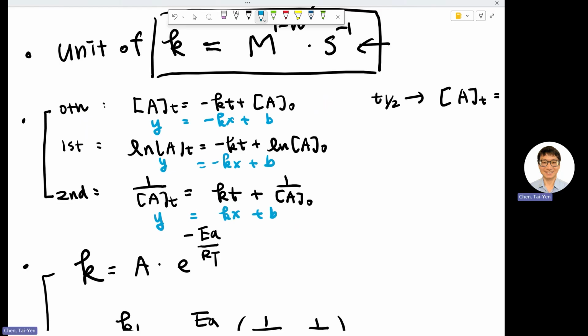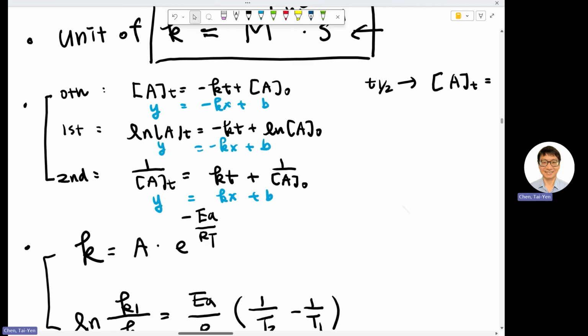All three equations are linear relations. Okay, but just in different order, your y is different. But your slope is always k or negative k. Your intercept is always A0, natural log A0, or 1 over A0. But they are all linear. So what you're trying to do is look for the plot that shows a linear relationship and look at what the y is, right? If it's A(t), then zeroth order. Natural log A(t), first order. 1 over A(t), second order. Okay, so it's very straightforward. Okay, so that's the integrated rate law, right?